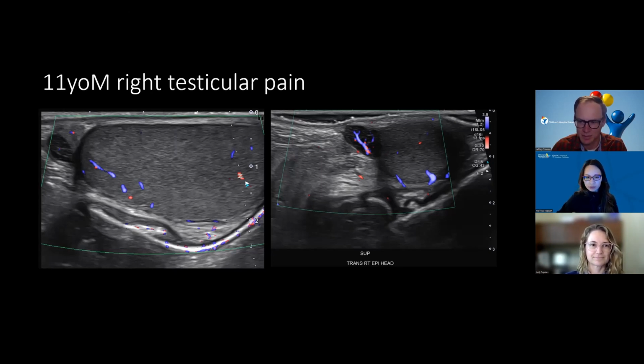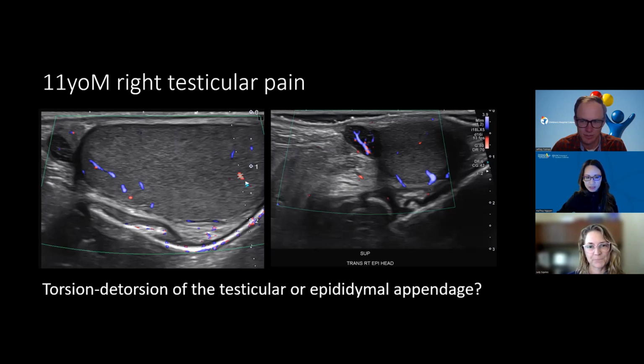I've seen like one or two, but I'm thinking it might be like a torsion, detorsion of like a testicular or epididymal appendage. This patient never returned, so it's for sure not like testicular torsion or anything like that, but mass wise, I don't think it was particularly looking like any kind of paratesticular mass that's worrisome.